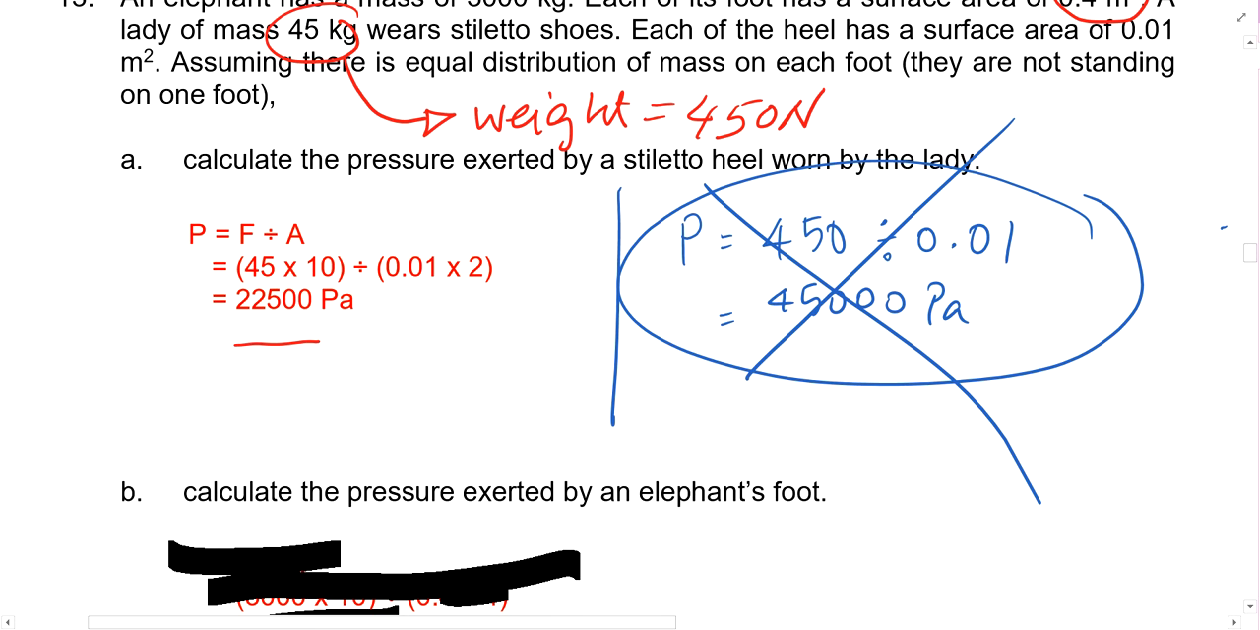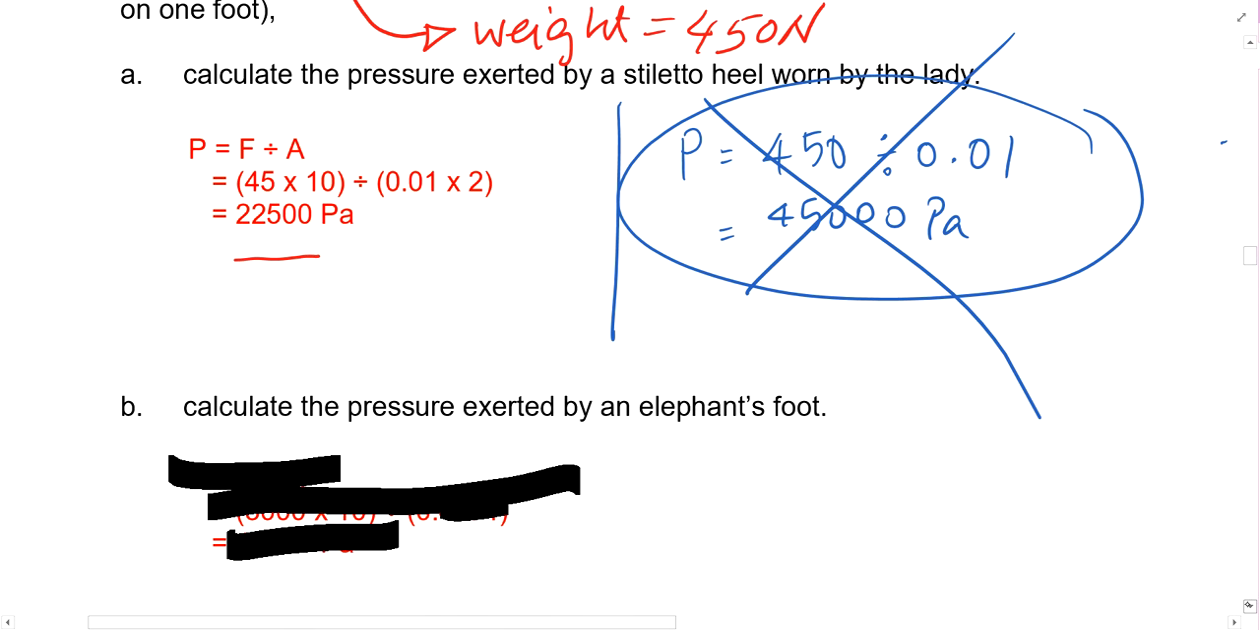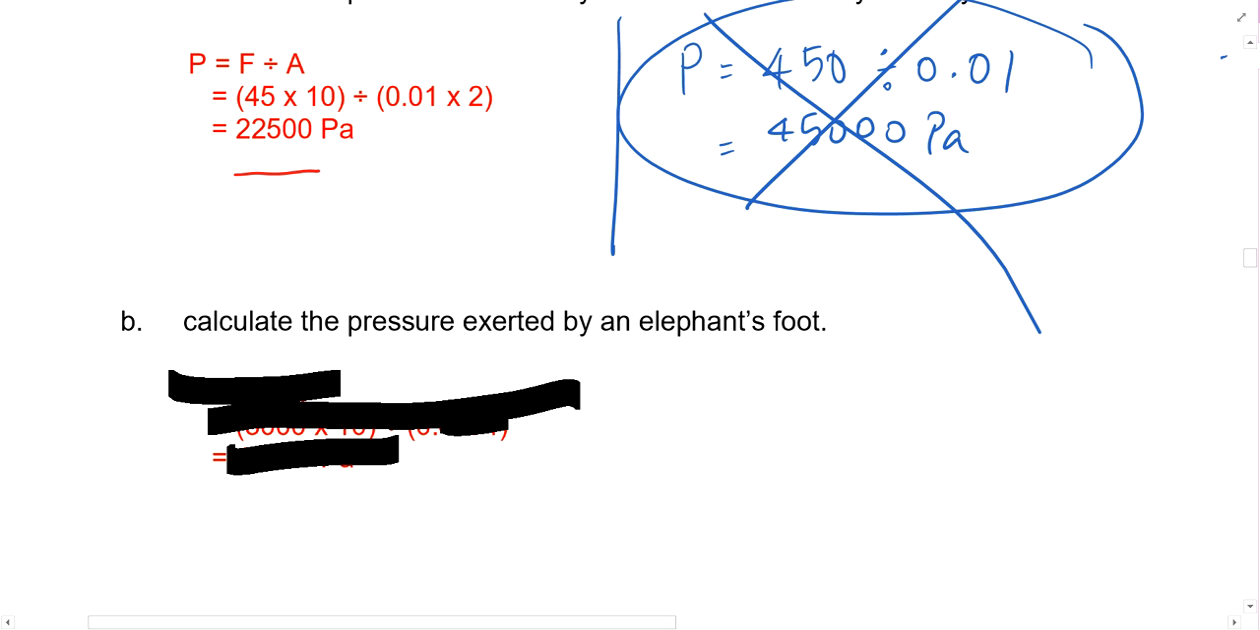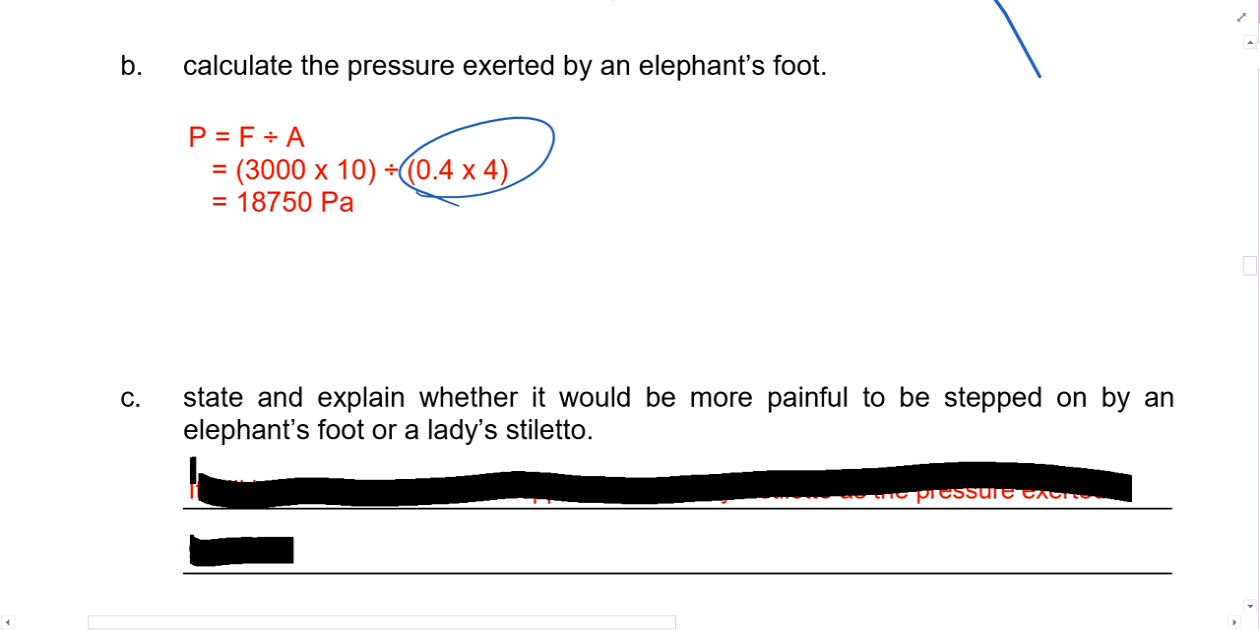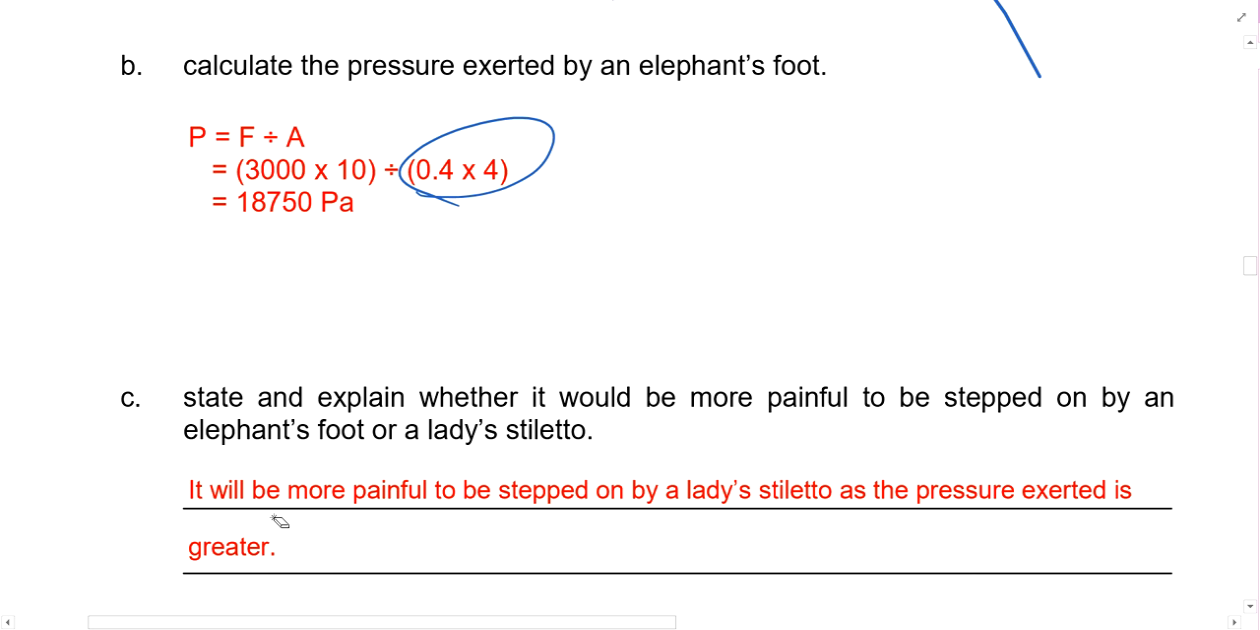If you don't understand, go and watch the video again or ask your friends or come and ask me. Calculate the pressure exerted by the elephant's foot. So here we've got 30,000 newtons divided by this is the area for 4 of his feet. I'm sure you know the answer already.